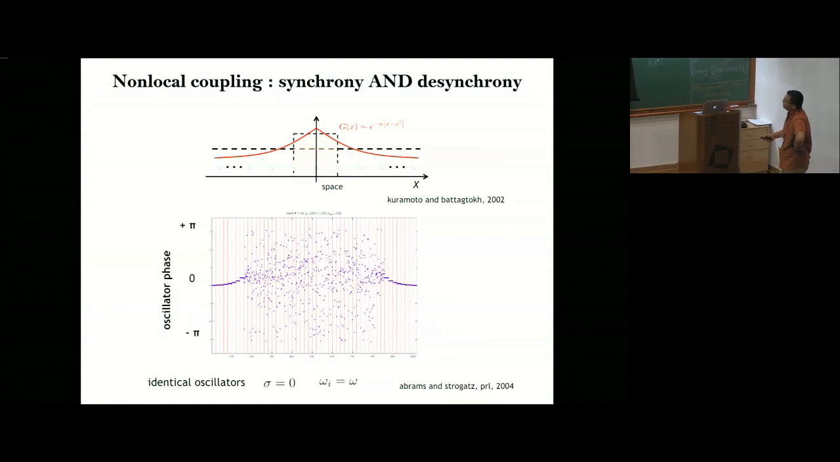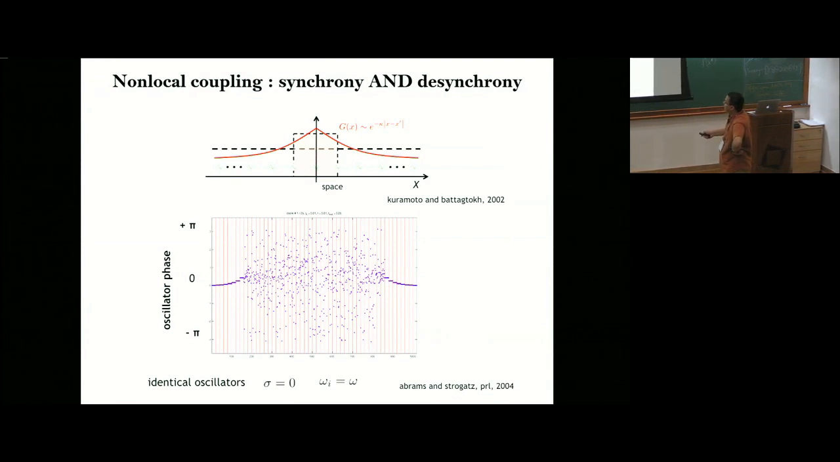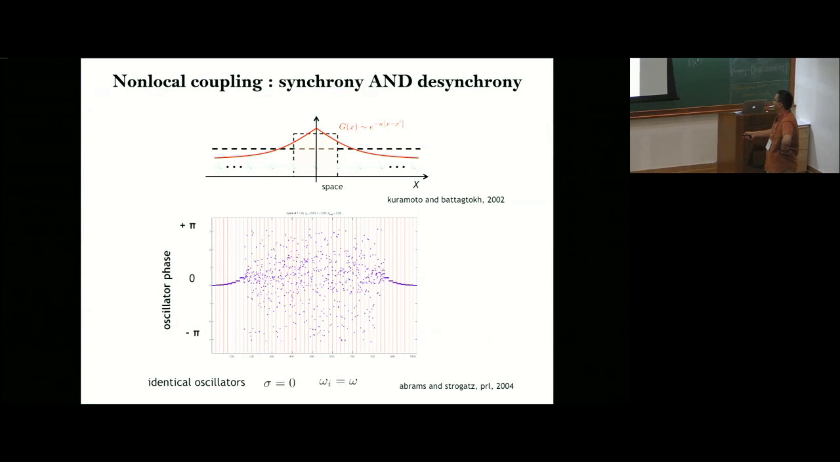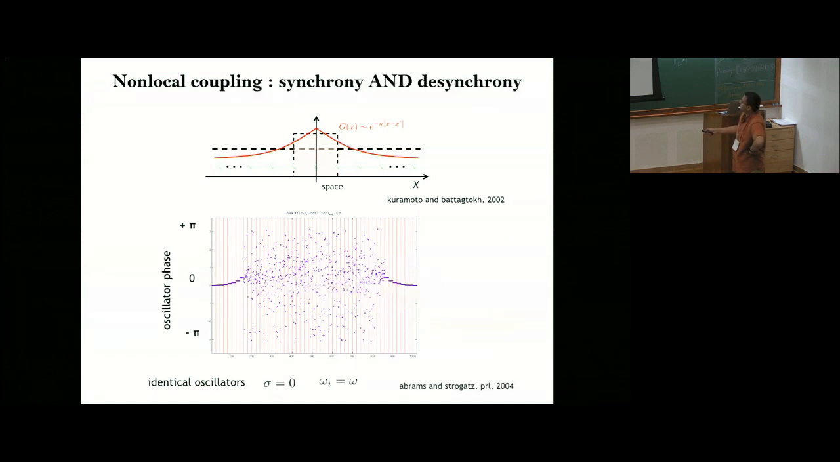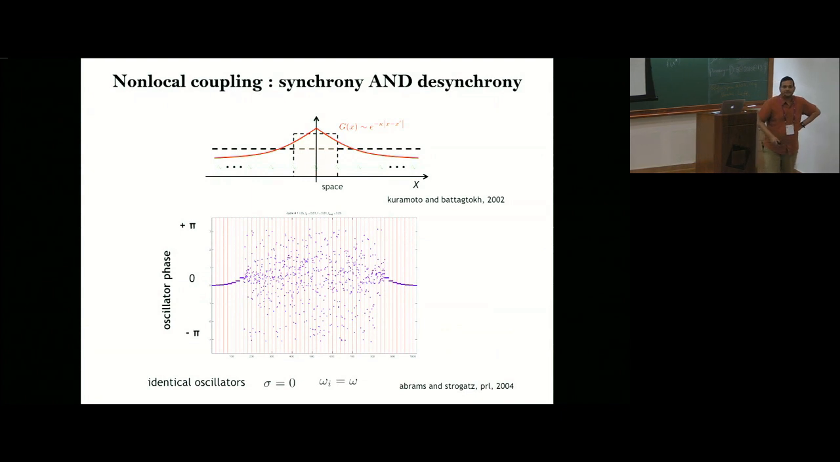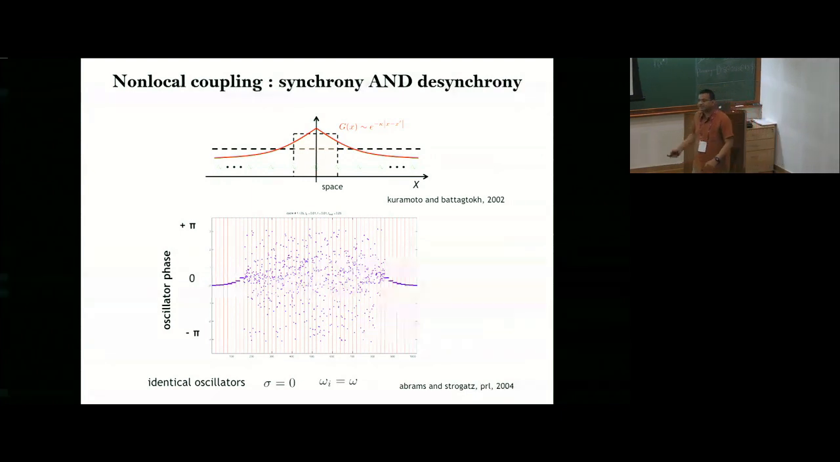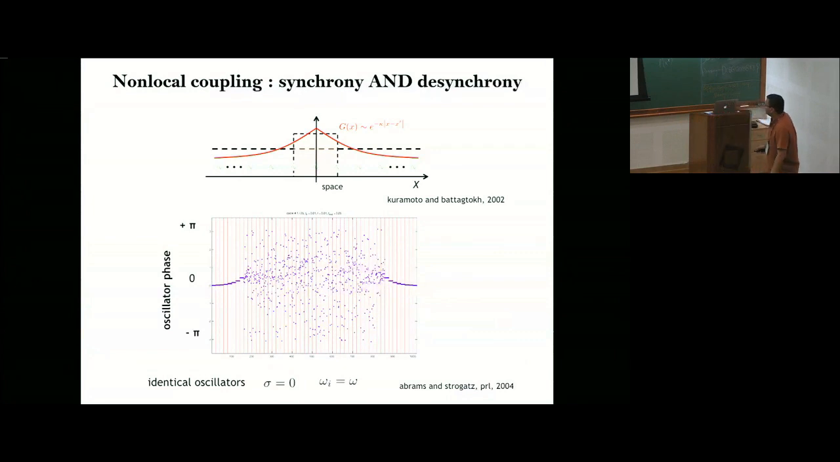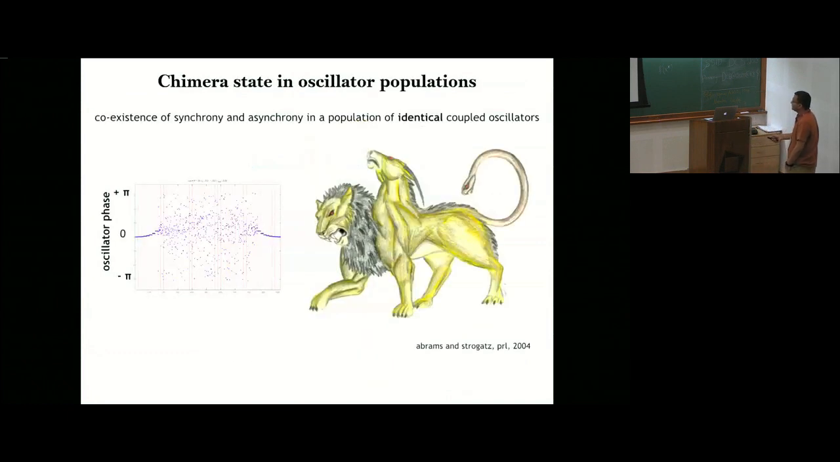And what they found was that on this ring, they found two domains. What you're seeing here is the oscillator phase, and each individual oscillator is a point on this x-axis. So what they observed were these two domains, one which was perfectly synchronized, and a large enough domain where the oscillators did not synchronize, and these two coexisted on this ring. In subsequent analysis, it was Abrams and Strogatz who referred to this coexistence of synchrony and asynchrony as a chimera.